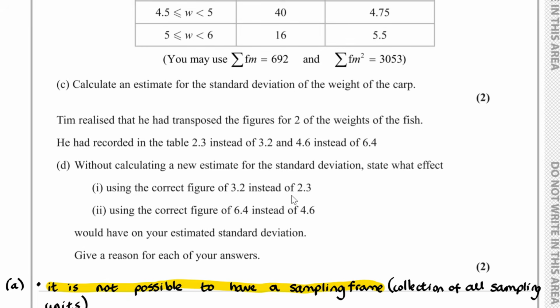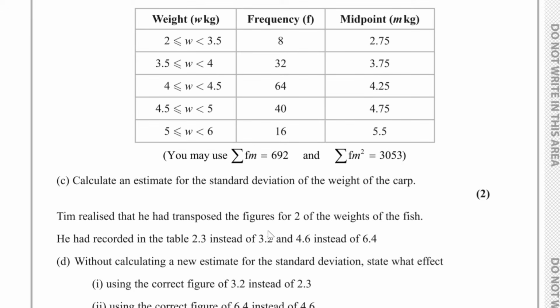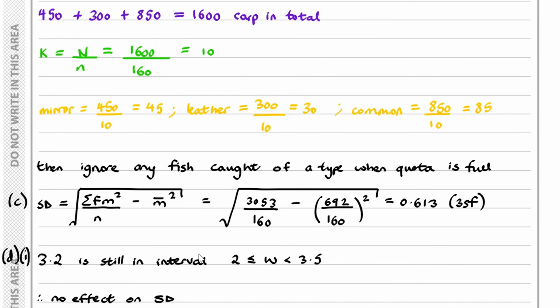Well, we'll consider this first case over here. For this first interval, instead of using 2.3, we were supposed to use 3.2. And the 3.2 still goes into this interval here. So when we come to work out the standard deviation, it will have no effect because the 3.2 still goes in this interval. So let's just write that down. The 3.2 is still in the interval 2 to 3.5, and therefore there's no effect on the standard deviation.